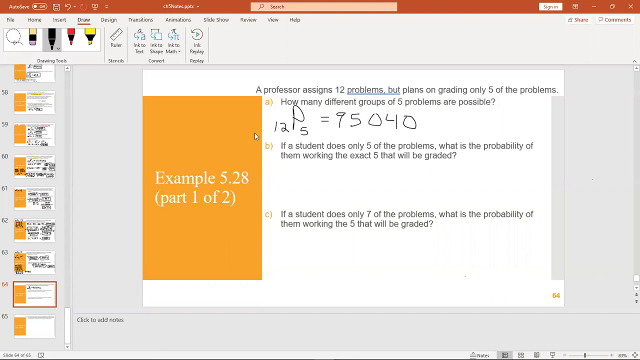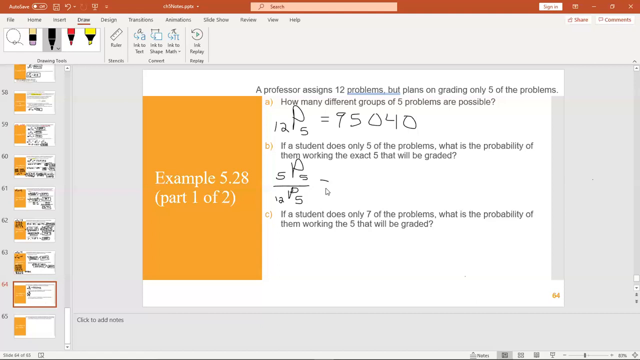All right. So then a student's going to take their chances and only do 5 of the problems. So what is the chance that they have picked the exact 5 that the professor is going to pick? Well, this is basically going to be 5 pick 5 over 12 pick 5. So basically the student has picked the exact same 5 problems that the professor has picked.